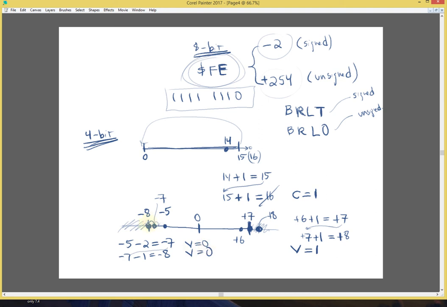But then if I take -8 and I add another number, then I get -9. -8, -1, -9. I cannot represent -9 as sign interpretation. So therefore the overflow flag is set.